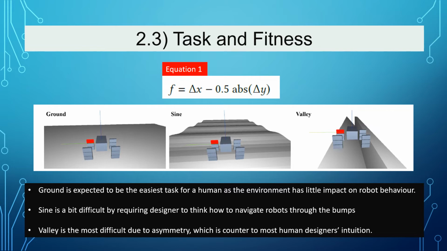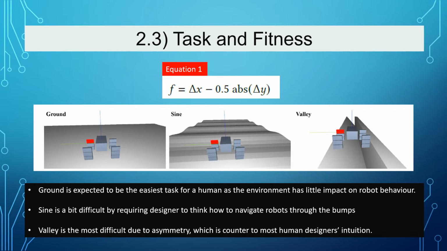So at the start of each simulation, the robot is placed at a fixed point at one end of the environment, with Z position determined by having the foot of its longest leg lift above the terrain surface directly under it by 2 cm. The robot is then simulated forward for 30 seconds of simulated time with a simulation step size of 0.05 seconds. Ground is the easiest task and slide is a bit difficult as it has bumps, and valley is the most difficult due to asymmetry, which is counter to most human designer intuition.